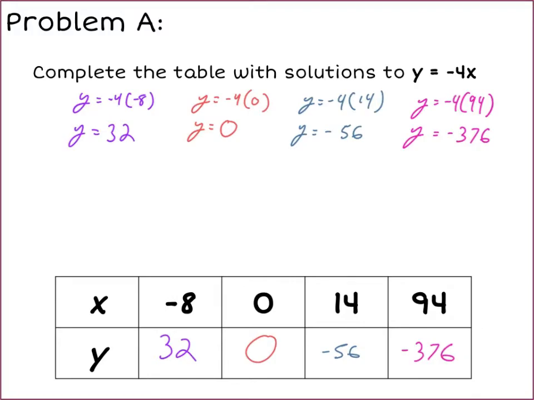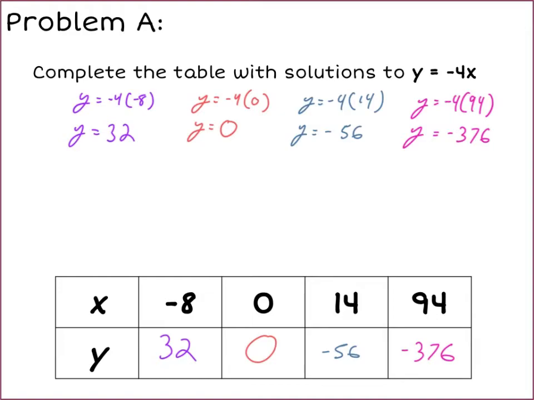So are these the only solutions to this linear equation? No, they're just the solutions to the numbers that we were given. So when asked for a solution, we have to determine if the numbers they gave us work inside this linear equation. In this case, they gave us negative 8, 0, 14, and 94. So the numbers that work for these solutions are 32, 0, negative 56, and negative 376.